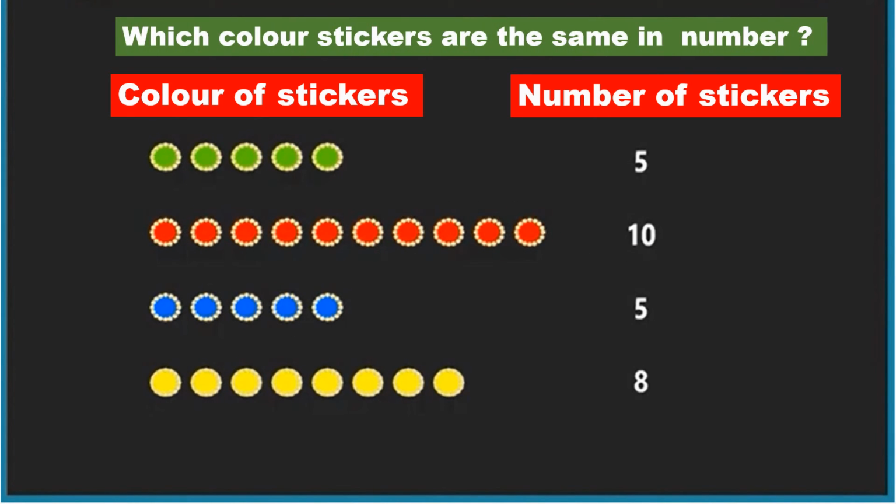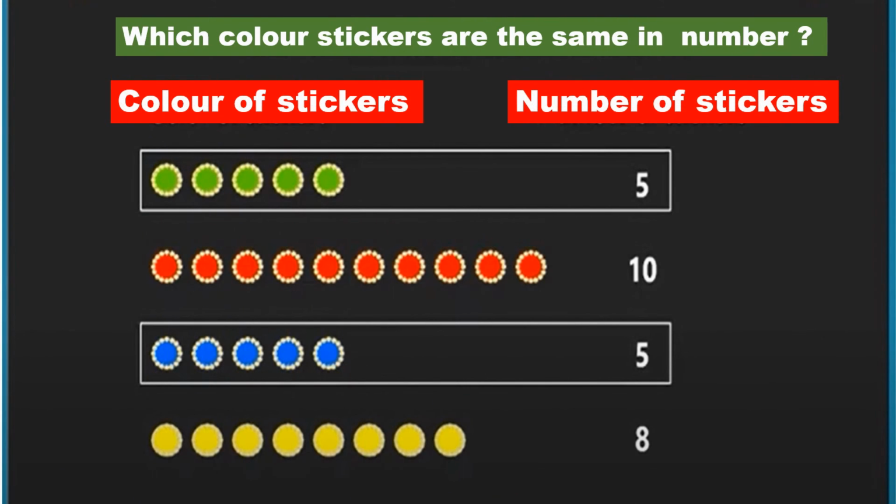Now tell me which color stickers are the same in number? The number of green stickers and blue stickers is 5. So green and blue color stickers are the same in number.